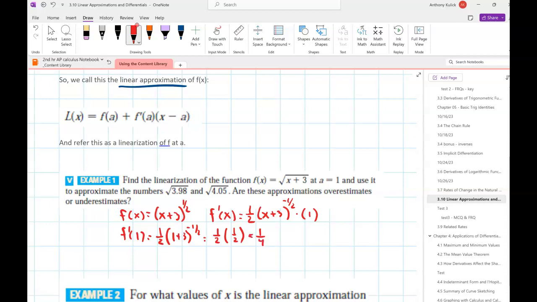Everybody's okay with that? 1 plus 3 is 4. And then the square root of 4 is 2, but we make the reciprocal because it's a negative exponent. f of 1 is 2, right? So our linearization is going to be y of, or f of 1 plus f prime of 1 times x minus 1.